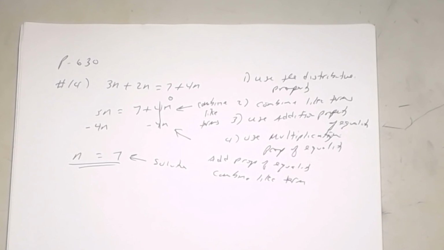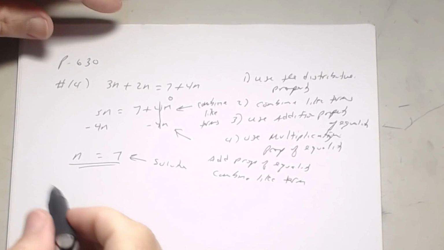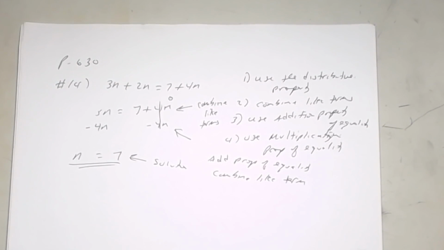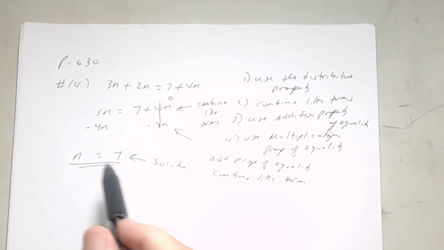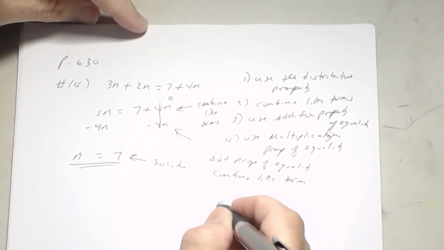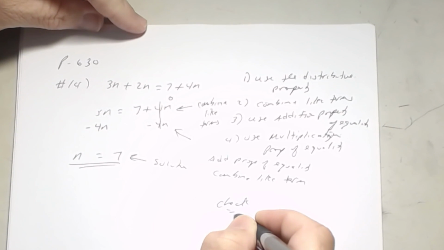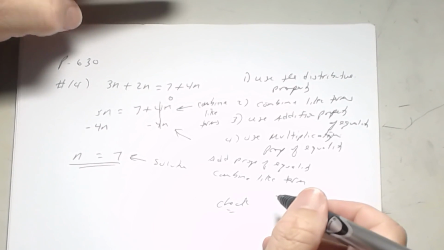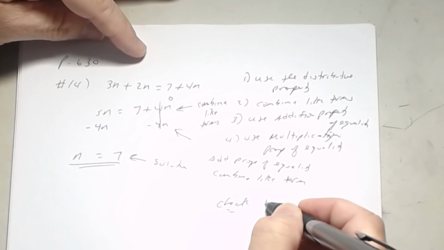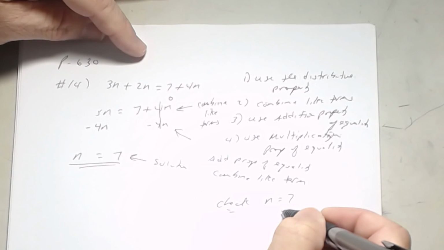Okay? So, let's look at this example. I'm going to write this as an example for right now. Oh, and you can always check your answer. Now, if this is a fraction as your solution, you can still check it. I would check it using a calculator. But 7 is a nice integer, so let's just go ahead and check it. Now, in the test, you're not going to have time to check. So I'm not going to ask you to check your solutions on a test or a worksheet. But I want to check to see if n equals 7 is actually a solution.